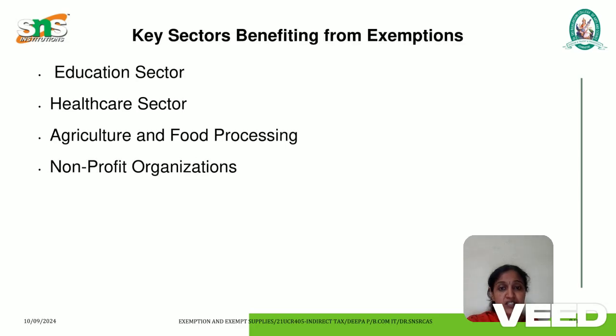The next one is key sectors benefiting from exemptions. As we already discussed, education sectors, healthcare sectors, agriculture and food processing, and non-profit organizations enjoy the exemptions provided by the central government.